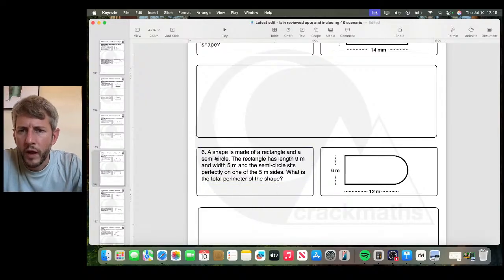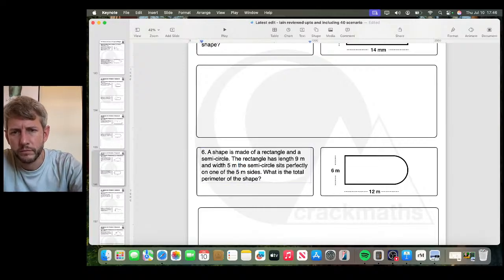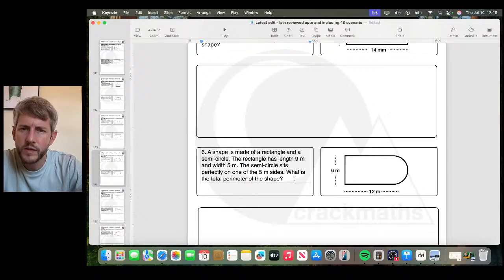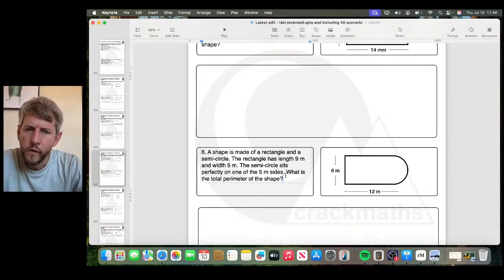Okay, right. A shape is made of a rectangle and a semicircle. The rectangle has length 9 meters and width 5 meters. The semicircle sits perfectly on one of the 5-meter sides. What is the total perimeter of the shape?